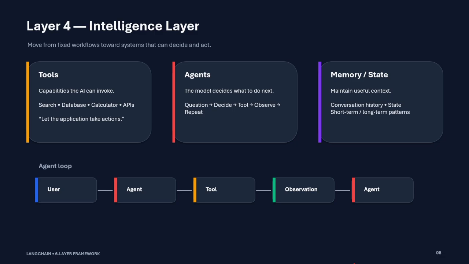Now this is our fourth layer, the intelligence layer, where we have some extra power apart from RAG and everything. We have some more extra power, and it contains the tools, agents, and memory. So what are the tools, what are the agents, and what is the memory part? Tools are the helping hand for the system.